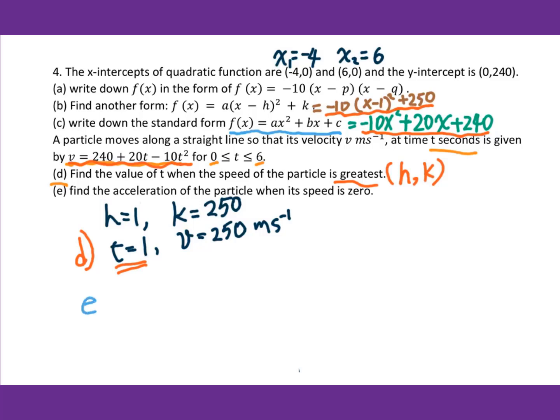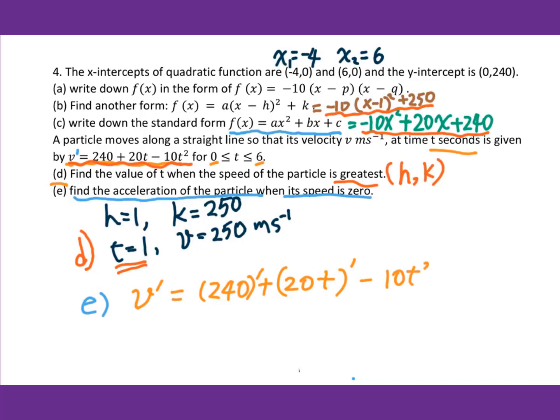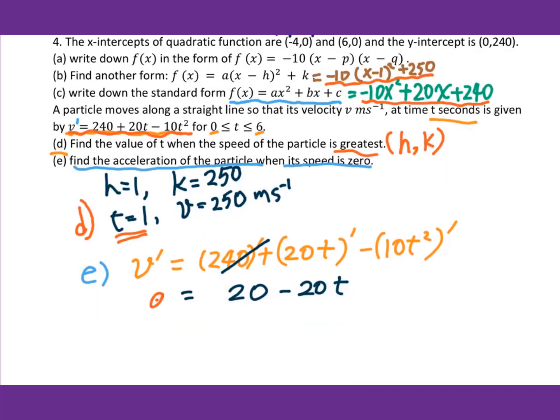Let's go to E. Find the acceleration of the particle when its speed is 0. Acceleration, basically, is the derivative of the velocity. So we're looking for the derivative of this. You will get 240, we do the derivative, plus 20t, do the derivative, minus 10t squared, do the derivative. Work that out. This is gone. We got 20 minus 20t. This is the acceleration. We use a for that.